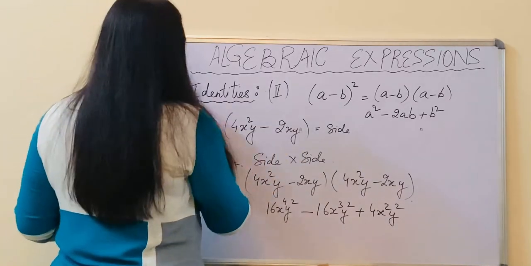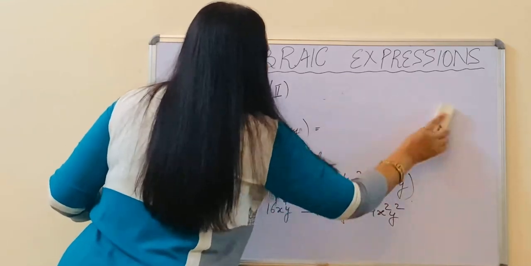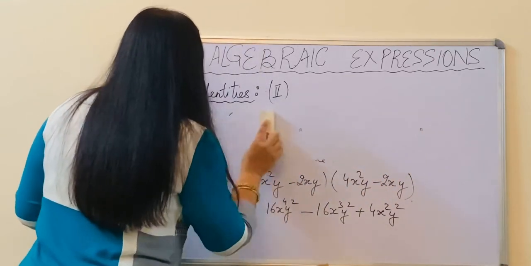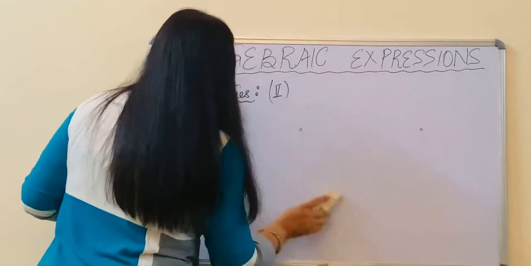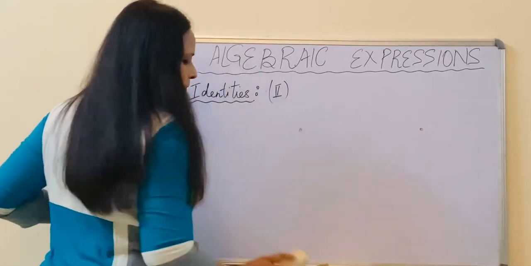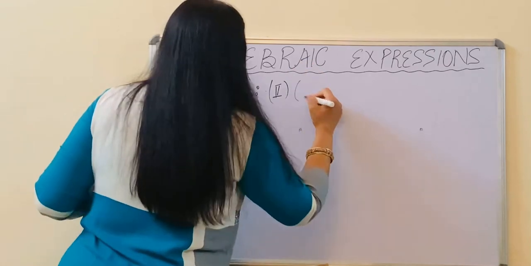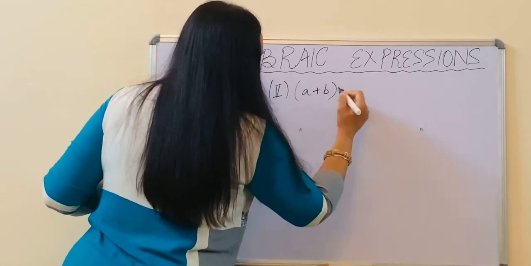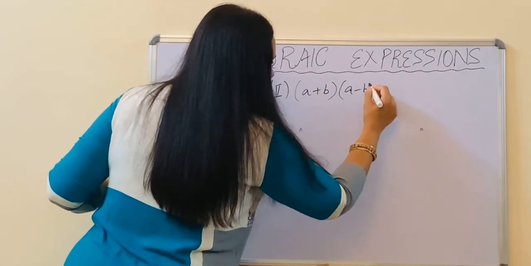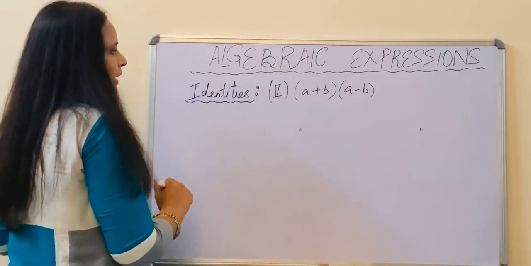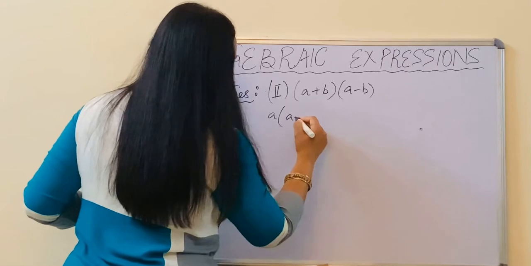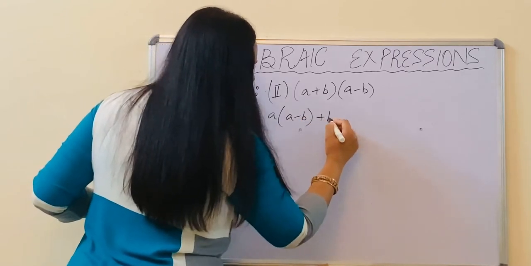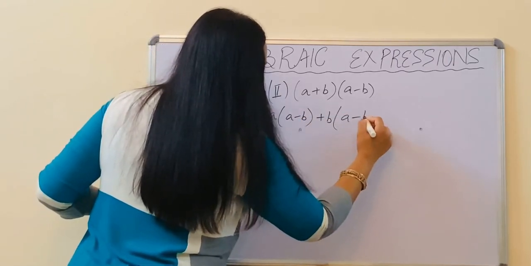Now the next and the last identity is when one is positive and the other one is negative. Means we are having a plus b multiplied by a minus b. Now how can we calculate this? Solving it very simple. We get a into a minus b plus b into a minus b.